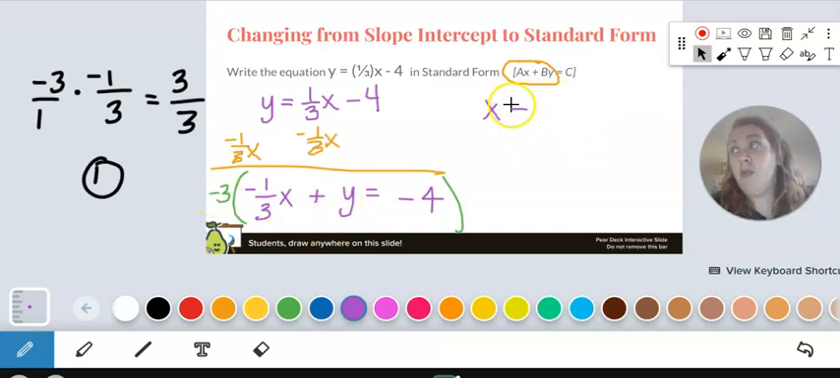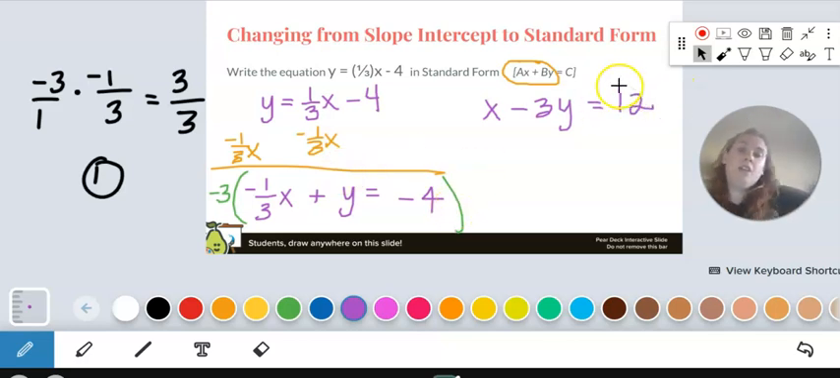minus a 3y, and that's going to equal -3 times -4 is a +12. So this is the nice proper form where we have integers as our a, b, and c. That is going to allow for easy identification of those coefficients. If you did it and just left it as -1/3 x, that's fine. I won't mark that as wrong, but we want to also see how we can make them integers, okay? Beautiful.